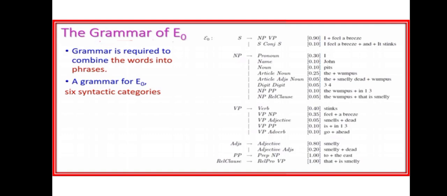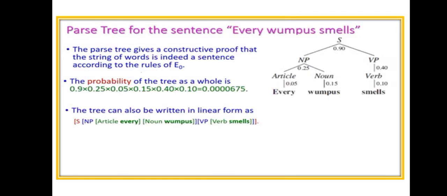Like that, for a noun phrase, what is the probability, and when a verb phrase comes, what is the probability for each word that is given in this particular representation. Now, if you take one example, every wumpus smells. The entire thing represents a sentence. If the sentence is formed with a noun phrase and verb phrase, it is 0.9. Here, every is an article, and wumpus is a noun. So a noun phrase is an article and a noun, and the verb is smells. So from the table, if the sentence is formed with a noun phrase and verb phrase, it's 0.9.